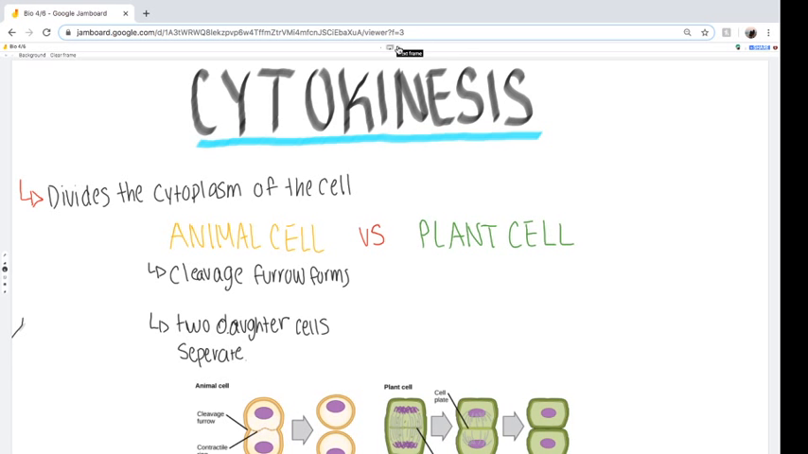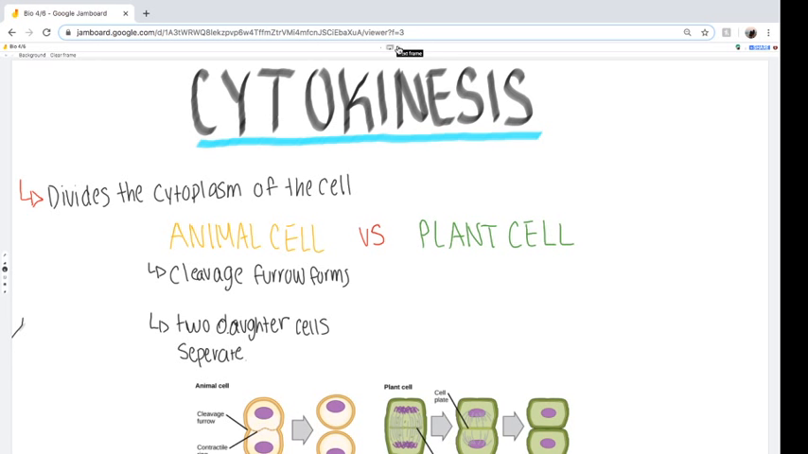Now, let's look at the difference between an animal cell and a plant cell. So, in a plant cell, there's a cell plate that forms down in the middle of the cell, and the cells do not separate, and they're held adjacent to one another by a sticky substance called the middle lamella.